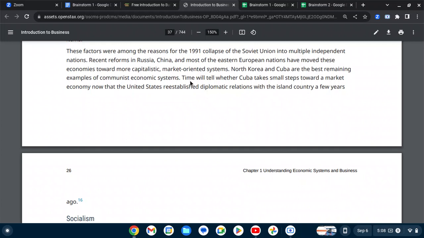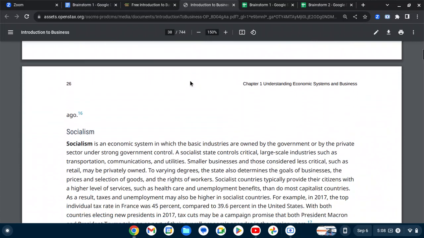Recent reforms in Russia, China, and most of the Eastern European nations have moved these economies toward more capitalistic, market-oriented systems. North Korea and Cuba are the best remaining examples of communist economic systems. Time will tell whether Cuba takes small steps toward a market economy now that the United States reestablished diplomatic relations with the island country a few years ago.